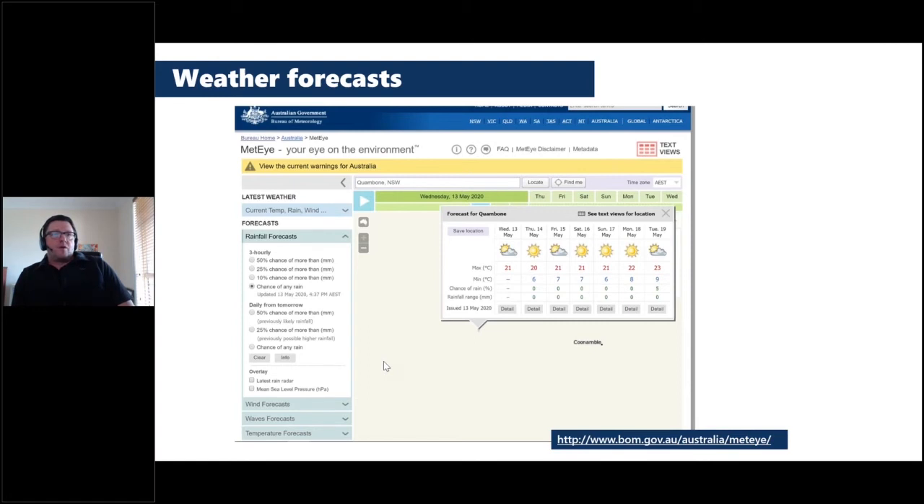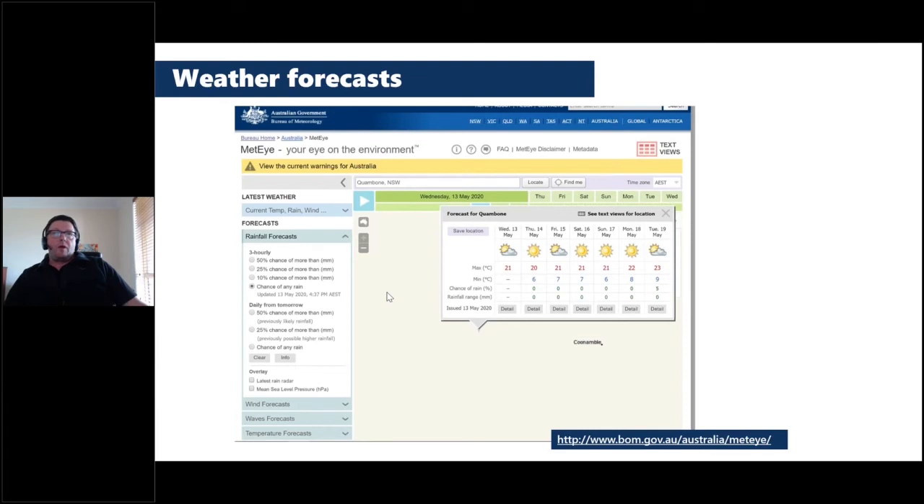But what I've done here is I've gone into METI, I've found Quambone, had a look at the forecast for this week, and generally speaking, not much rain being forecast. If we look at the rainfall in that table, 0%, 0 millimeters forecast. Quite warm, sunny conditions. Probably, if we've got a bit of moisture in the ground, they're quite nice growth conditions.